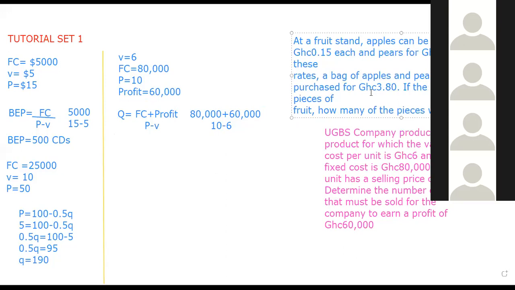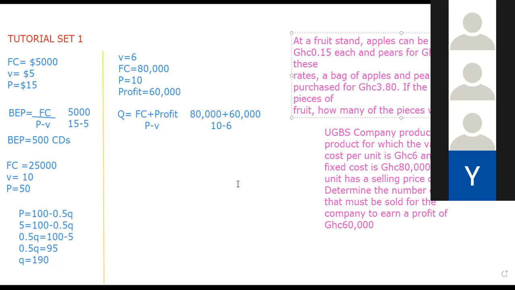Okay. Let's do this one. At a fruit stand, apples can be purchased at 15 pesos each and pears for 20 pesos each. At these rates, a bag of apples and pears were purchased for 3 cedis, 80 pesos. If the bag contained 21 pieces of fruit, how many of the pieces were pears? So at a fruit stand, apples can be purchased for 0.15 each, and pears for 0.2 each. At this rate, a bag of apples and pears were purchased for 3.81.